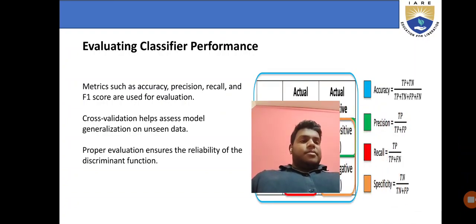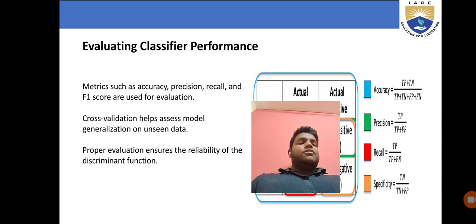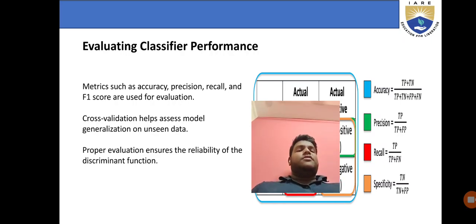Accuracy equals TP plus TN divided by TP plus TN plus FP plus FN. Precision equals TP divided by TP plus FP. Recall equals TP divided by TP plus FN. Specificity equals TN divided by TN plus FP.